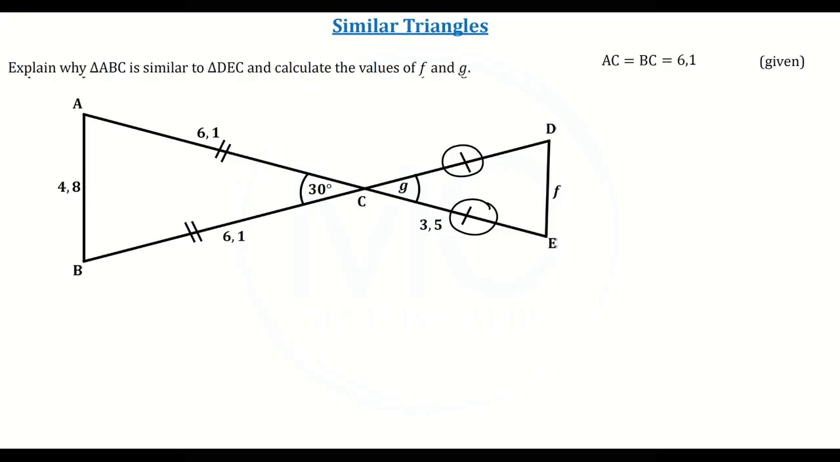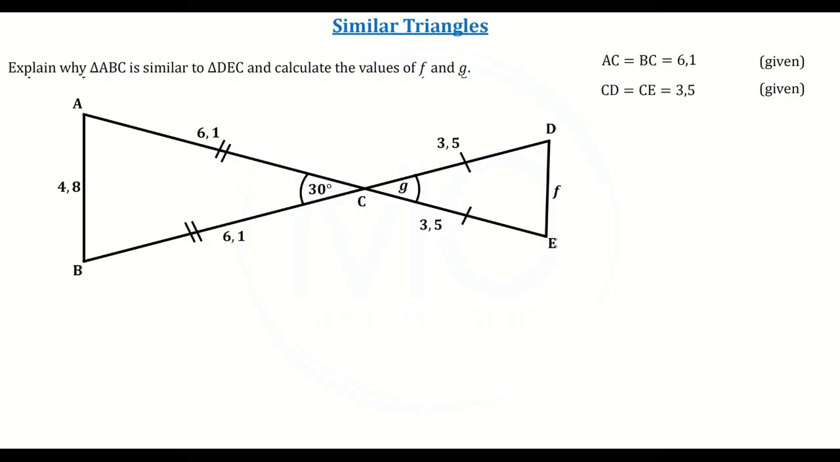So we can make the statement that CD is equal to CE, which is equal to 3.5. We know this because the question has given us this information, so we use "given" as our reason. Let's put 3.5 units on side CD as well. Now let's look at our angles.